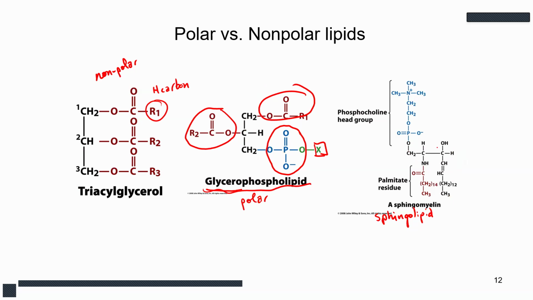Now, a sphingolipid is going to have some variations on it. One thing that it's going to have is this amine on this carbon right here. Then in place of a hydroxide group on this carbon, we're going to have a phosphate and a head group, much like what we see on a glycerophospholipid.